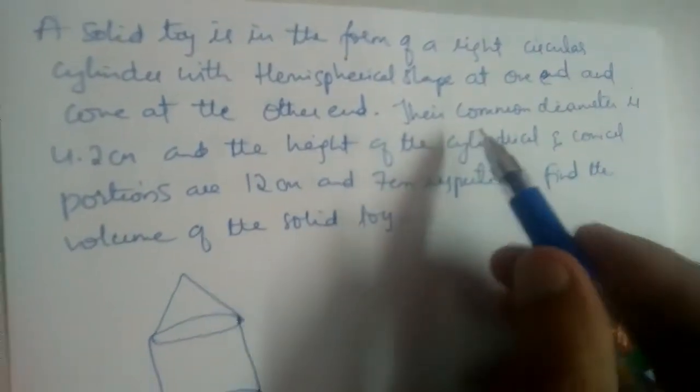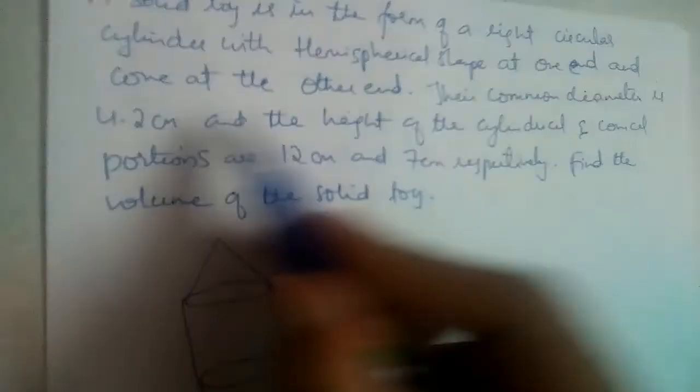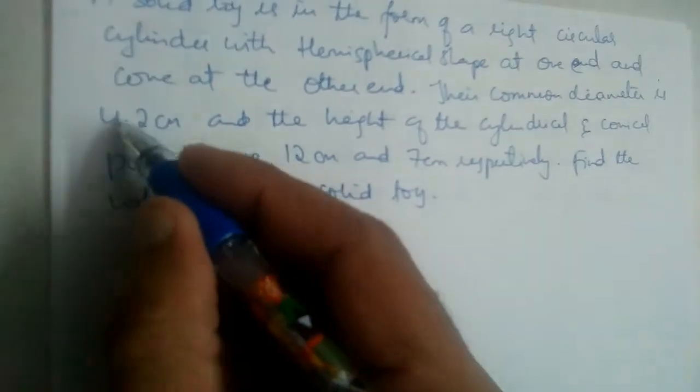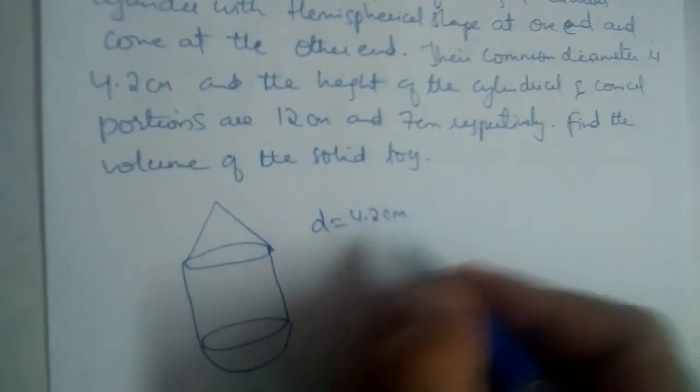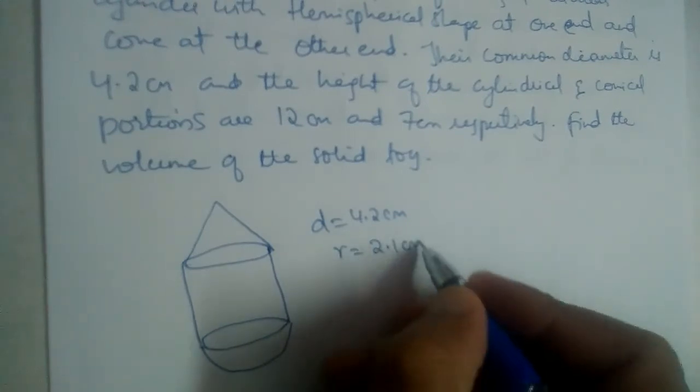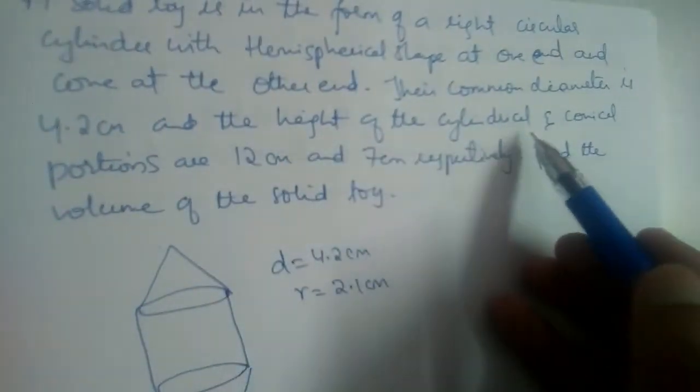What else is given? The common diameter is 4.2 centimeters. So the radius will be half of this, equal to 2.1 centimeters, right? And the heights of the cylinder and conical portions are 12 and 7 respectively.